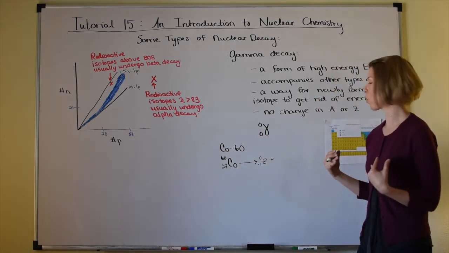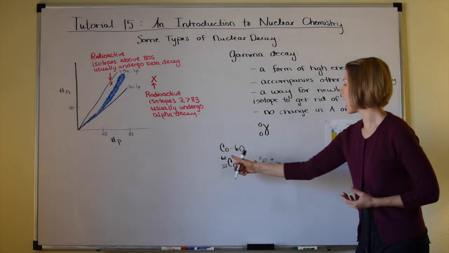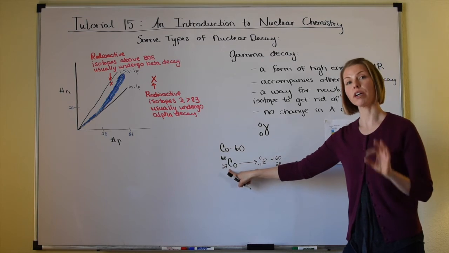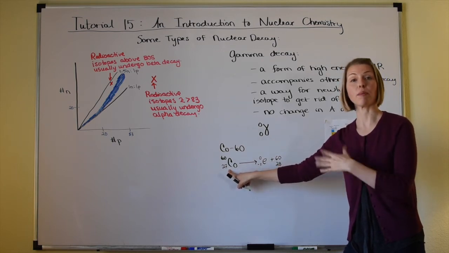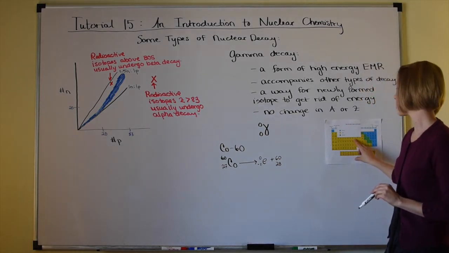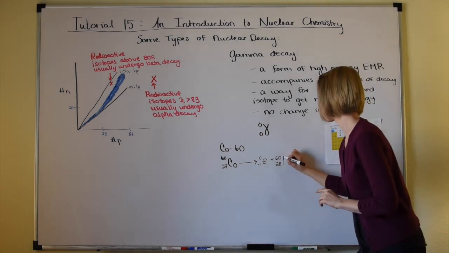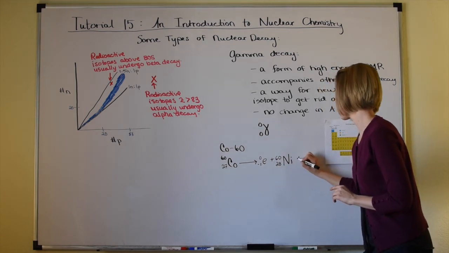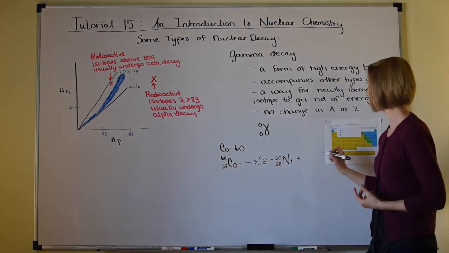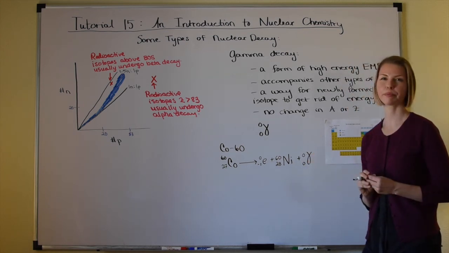What is the new element formed? Well, it's going to have an atomic number of 28, and the mass number is still going to be 60, because remember, in beta decay, one neutron turns into a proton and an electron, a beta particle. So what is this new element that forms? Go to your periodic table and find out what element has atomic number 28. It is nickel. And because we're told that this is accompanied by the release of gamma radiation, I'm going to go ahead and show that. Gamma 0, 0.